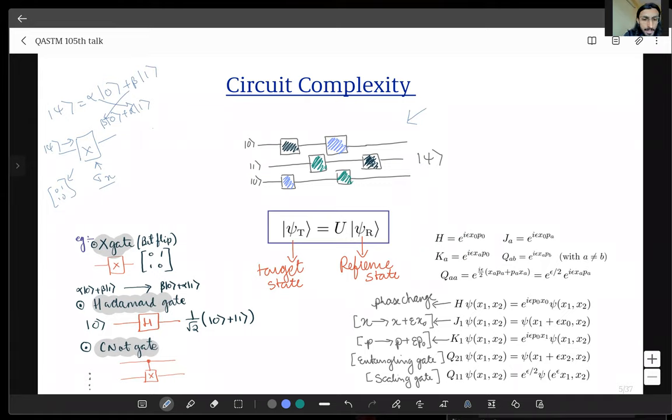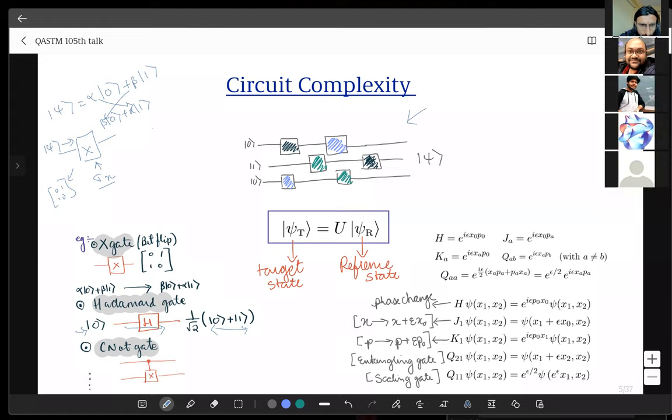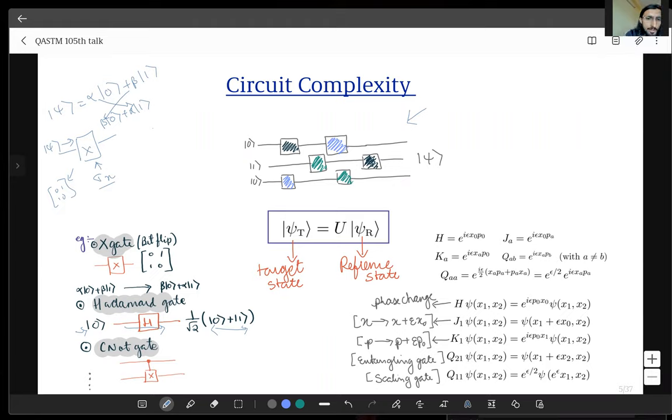And similarly in this Hadamard gate, zero is the input, then it processes it and makes it into this superposition of 0 and 1. So this X gate is sort of analogous to the NOT gate. So it's also called, classically, the NOT gate.